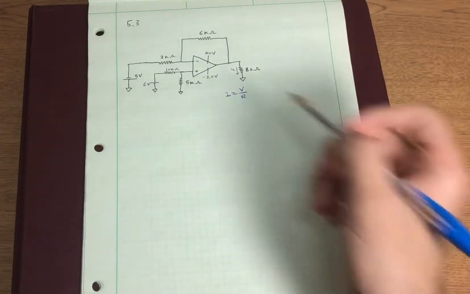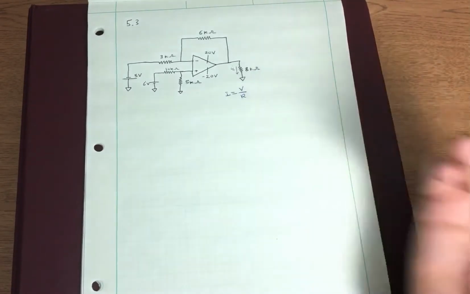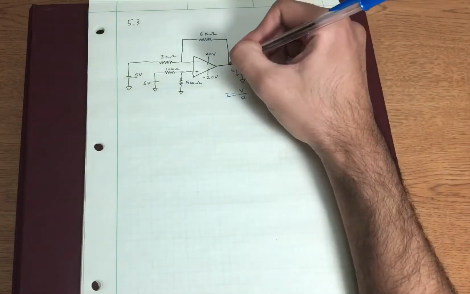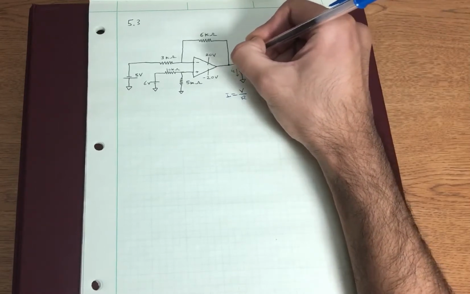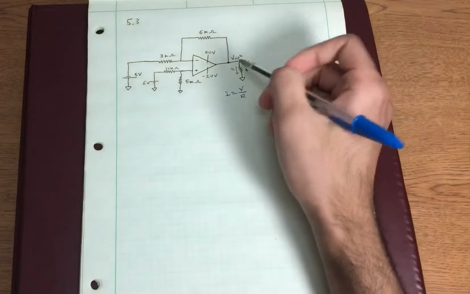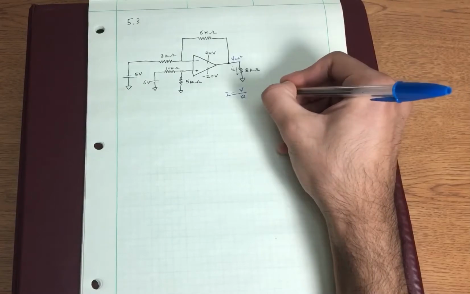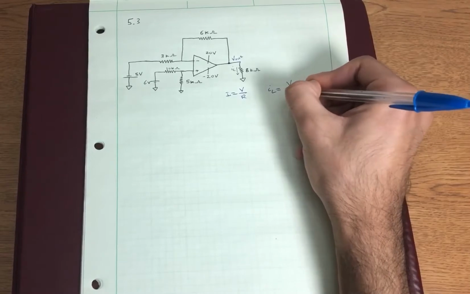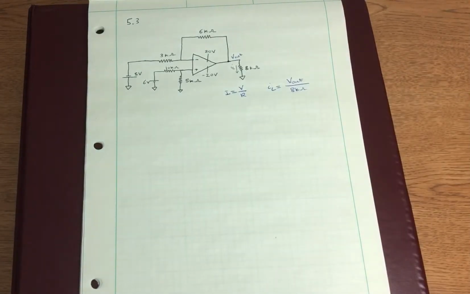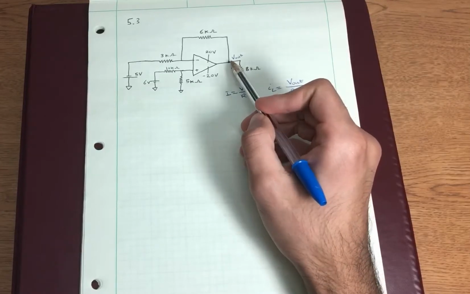So in this case, if we know the voltage across this resistor, and obviously we know its resistance, we can find the current IL. So let's say that we have a voltage at this node right here called V out. V out would also be the voltage across this resistor. So we can say that our IL is equal to V out over 8 kilo ohms.